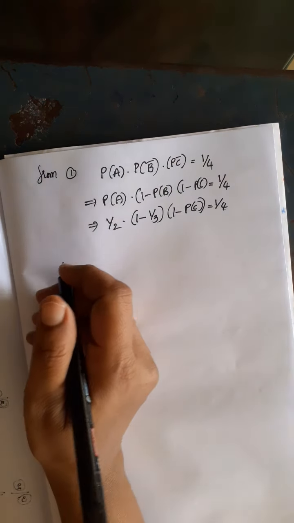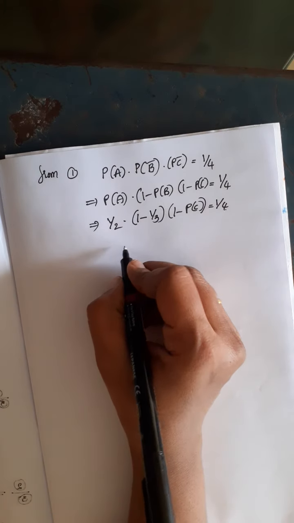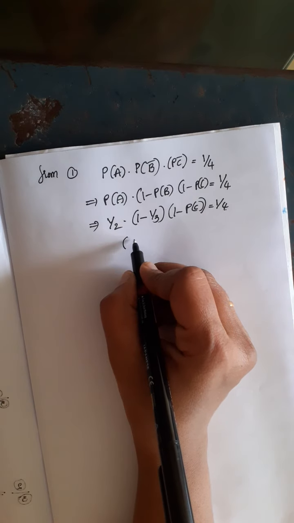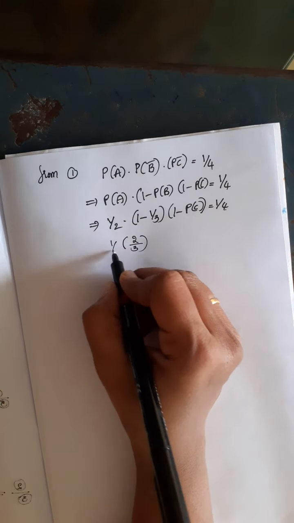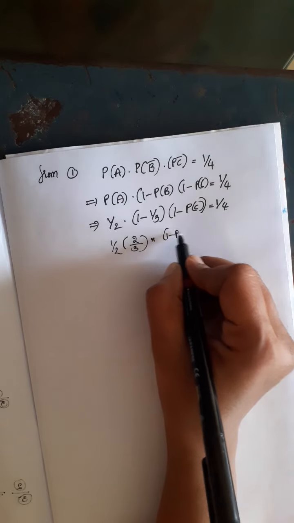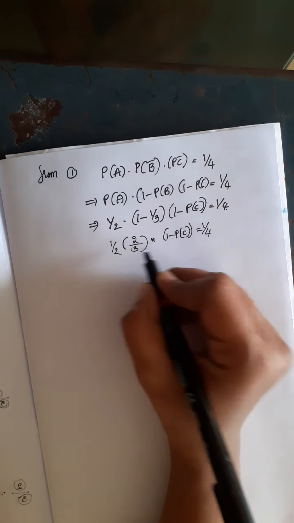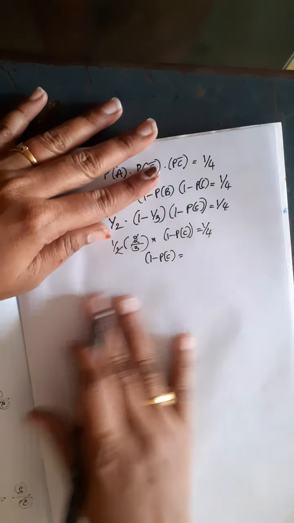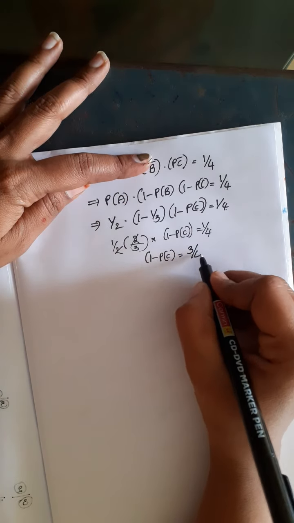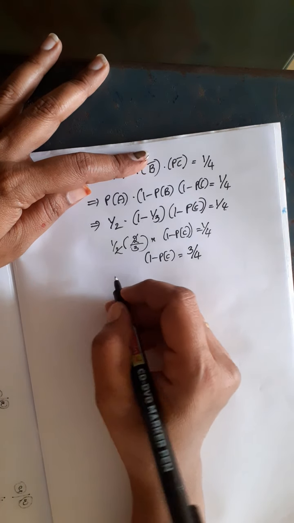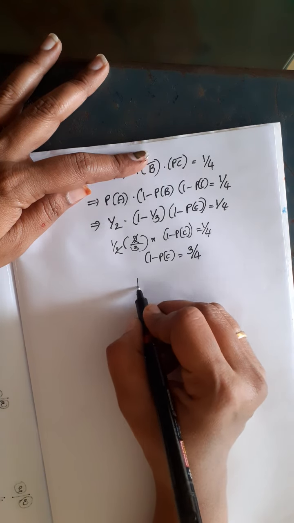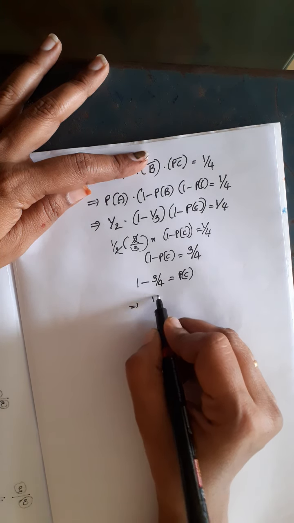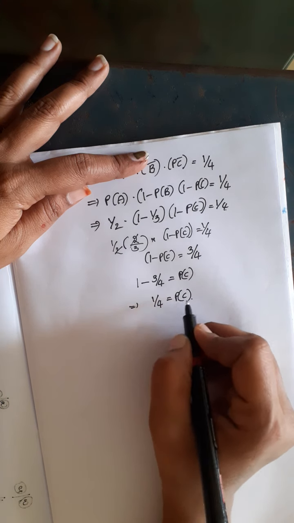Now we have to simplify for the value of P of C. Now 1 minus 1 by 3 means 3 minus 1 by 3, that is 2 by 3 into 1 by 2 into 1 minus P of C is equal to 1 by 4. Here 2 gets cancelled. 1 minus P of C is equal to, if I send this 3 here, what happens? This is 3 by 4. Now P of C is 1 minus 3 by 4, so 4 minus 3 is 1 by 4. Therefore P of C is equal to 1 by 4.